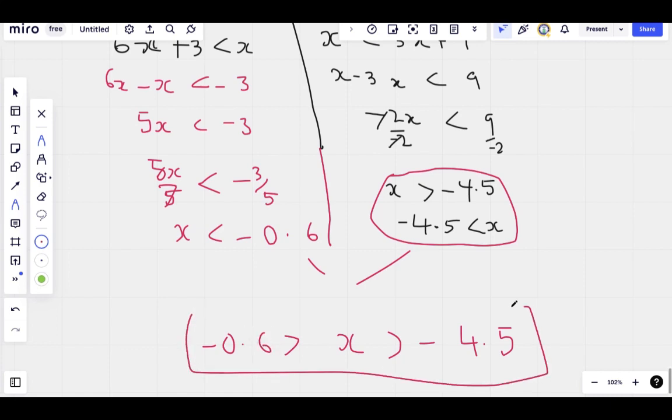If we put them together, okay, so this is the solution. Is that okay? Or you use the other way around. If you're using the other way around, then this one comes first, and instead of greater than, it becomes less than. So let's see.